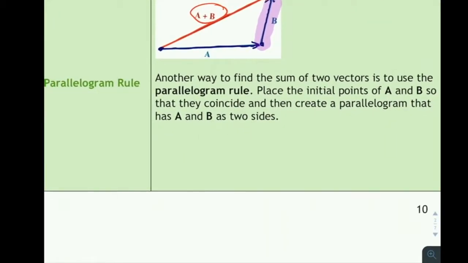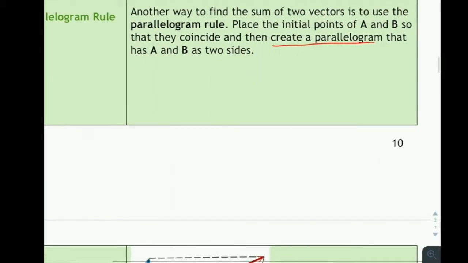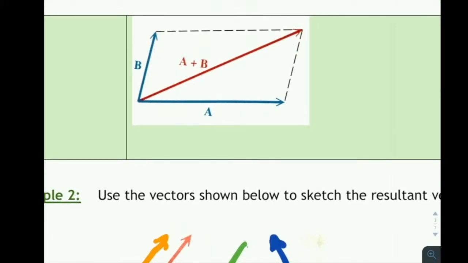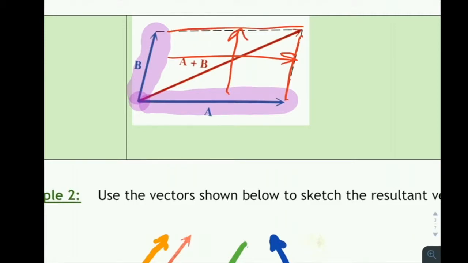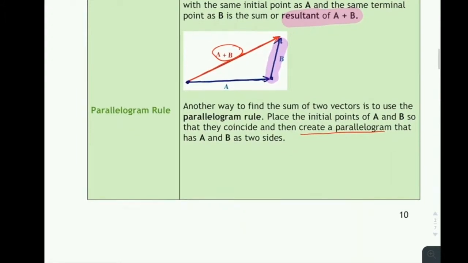There's another way you can do it besides putting them initial to terminal. You can put the 2 initial points together and make a parallelogram, and then connect your 2 vectors on your parallelogram to get your resultant that way. So instead of putting them terminal point to initial point, you put the two initial points together, then copy vector B over here, vector A over here, make a parallelogram, connect the two, and you get resultant vector A plus B there. Usually I just do them the first way, but you can do either.